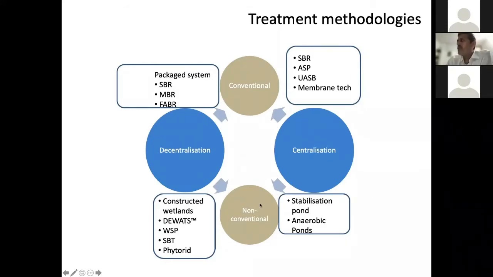So for the non-conventional with the decentralized concept, we use mostly a nature-based system, which is constructed wetland, DWATS, SBT, phytorid. I'm going to talk a little bit about all these things today. Whereas there is also a possibility that in the decentralized system, you can also use a conventional system, which is a package system with electromechanical operation. Because in the interest of space, sometimes we have to go for a mechanical system, because the nature-based system takes a good amount of space.